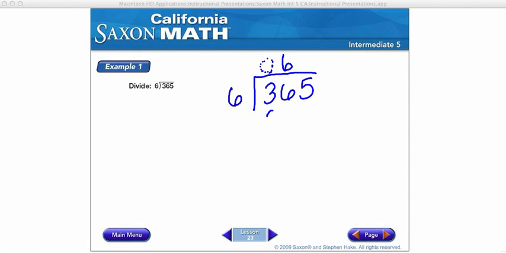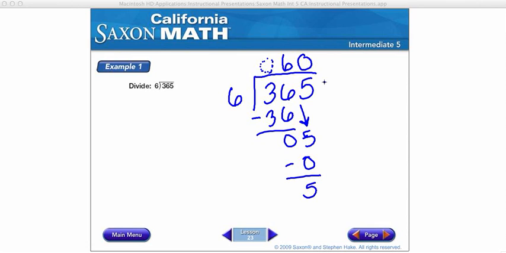Okay, 6 times 6 is 36. I subtract. I bring down the 5. And now I start again. 6 goes into 5 0 times. So I write a 0 above the 5. Now I multiply. 0 times 6 is 0. I subtract. I have nothing left to bring down, so this 5 now becomes my remainder.